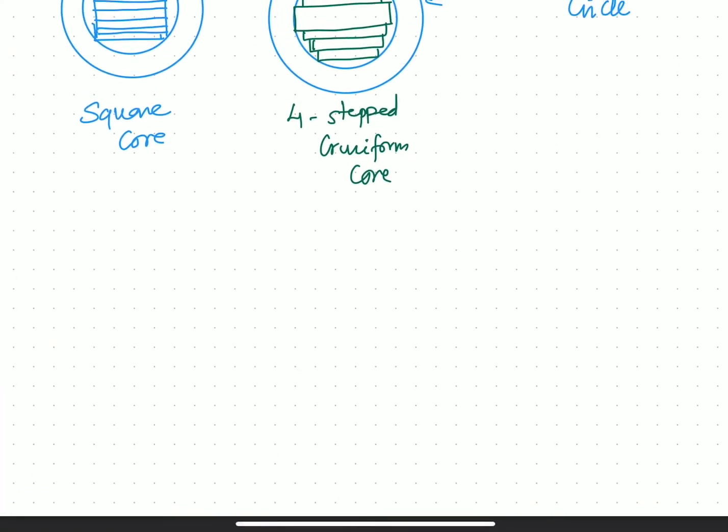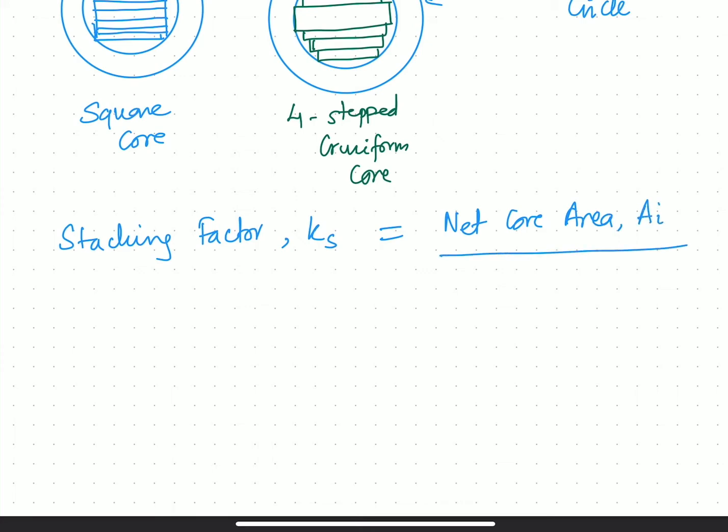There is a factor known as the stacking factor, and that factor is known as Ks, the stacking factor, and it is equal to net core area AI divided by the gross core area, the net core section over the gross core section.